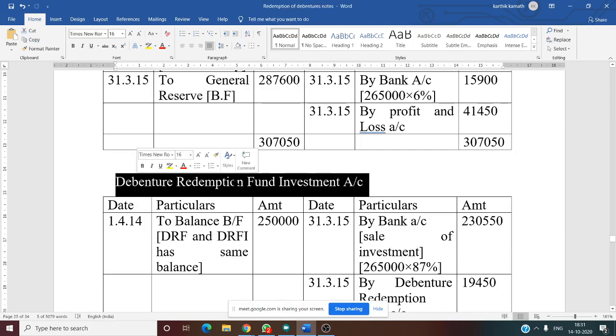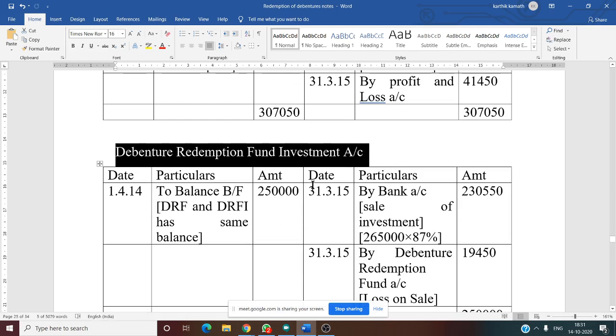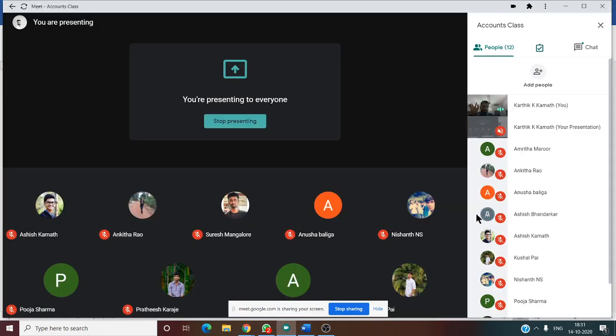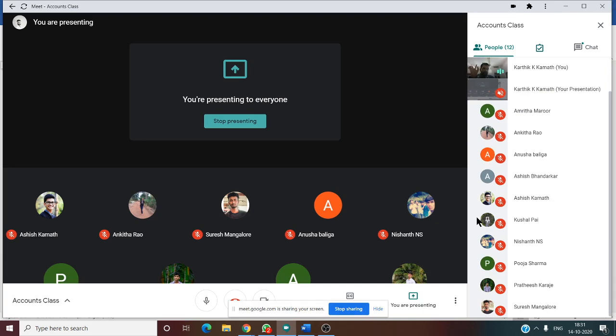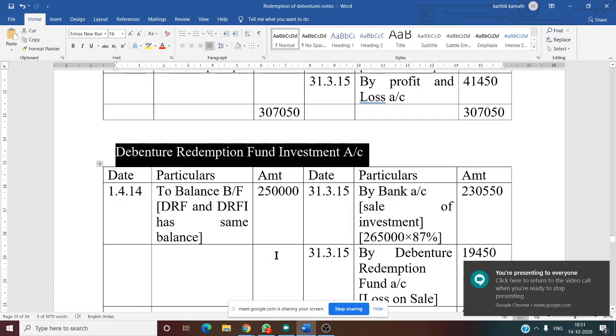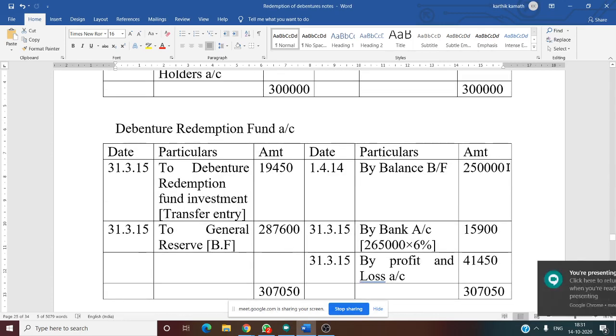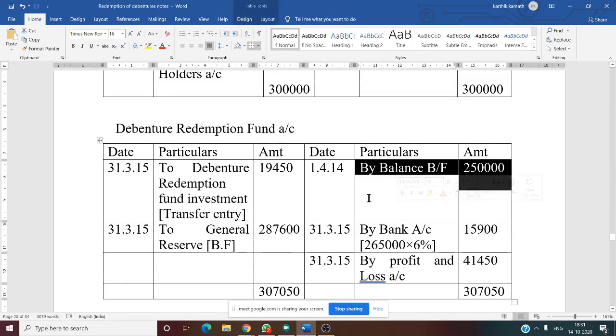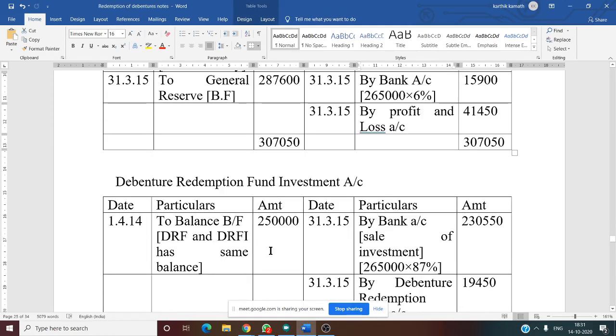Sorry, the third account is the debenture redemption fund investment account. The second account is the debenture redemption fund account. Now, the investment account has a debit balance. If you see the question, they have given the debenture redemption fund opening balance. That means they have given the second account's opening balance. But we have discussed this.